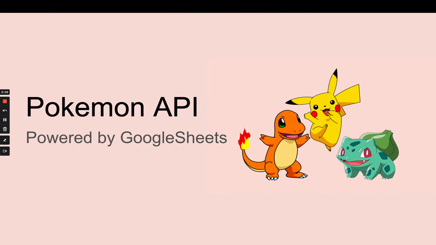Hey everyone, so today we're going to look at Google Sheets and how to build an API from Google Sheets. We're going to use the Pokemon dataset to make it a bit more fun, and we're going to see how we can take a bunch of data in a spreadsheet and make it into a working API. I'll go through that whole process with you, and we'll see where we get to basically.